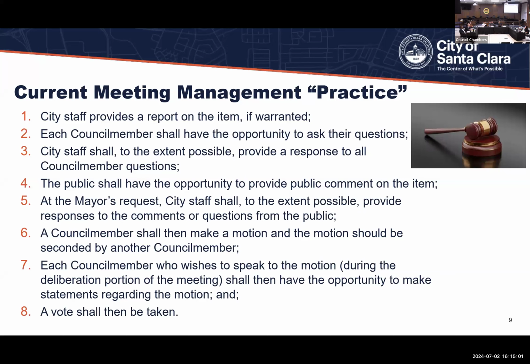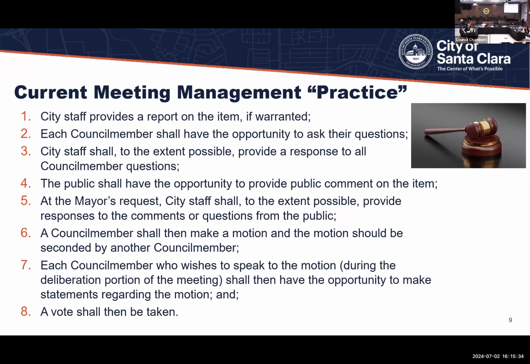At the mayor's request, city staff shall, to the extent possible, provide responses to comments or questions provided by the public. And then a council member, after that portion of the item is done, shall make a motion, and the motion should be seconded by another council person. At that point, each council member who wishes to speak to the motion can deliberate and make their comments, and the council deliberates on the motion and then ultimately votes.